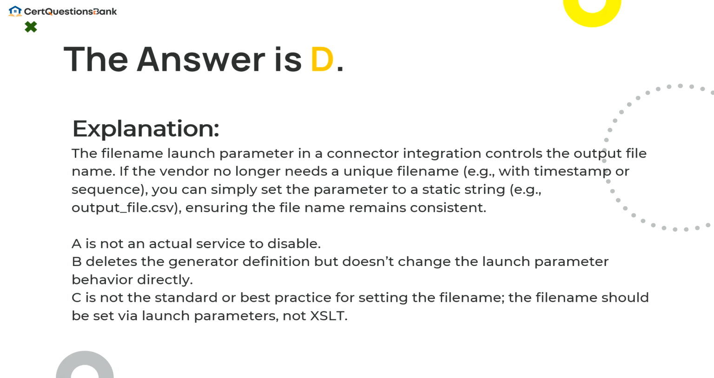A is not an actual service to disable. B deletes the generator definition but doesn't change the launch parameter behavior directly. C is not the standard or best practice for setting the filename. The filename should be set via launch parameters, not XSLT.